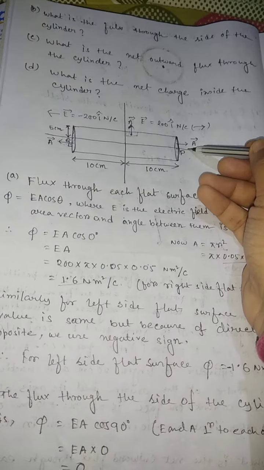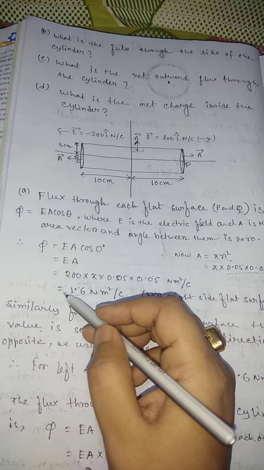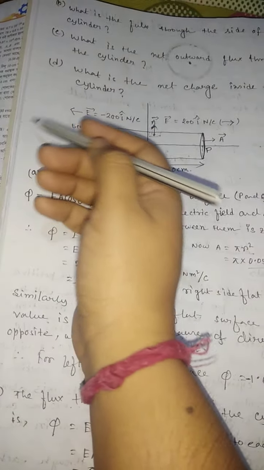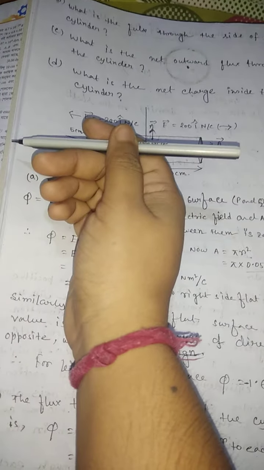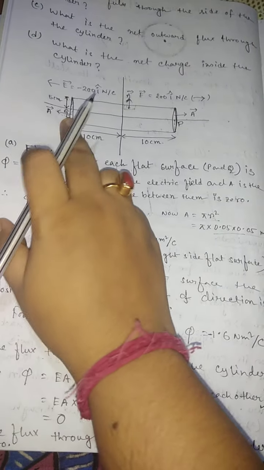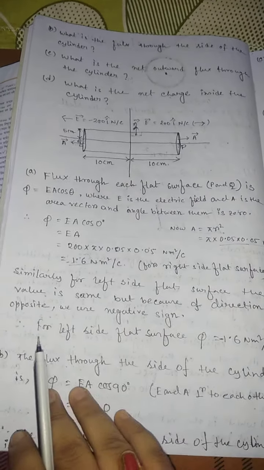E equals 200, so 200 pi into this gives 1.6 newton meter squared per coulomb. This is for the right side, and for the left side we get the same, but with a negative sign. That negative sign means the direction is opposite to the first one. This is the right side, this is the left side. So the magnitude of the flux through each flat surface is the same, but in opposite directions. That's why we use the negative sign.